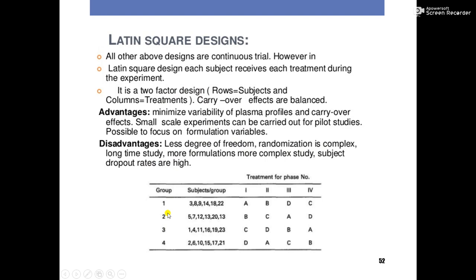You can see these are groups 1, 2, 3, 4 and the subjects are grouped. Different digits are given in different order: 3, 8, 9, 4, 18. This is the treatment for each period. This is period 1, this is period 2, this is 3 and this is 4. In period 1 we have taken A, B, C, D, then period 2 is B, C, D, A, then D, A, B, C, and then period 4 is C, D, A and B. This is clear. This is the Latin square design model. You can see here these are groups, these are subjects and these are the treatments for the period.